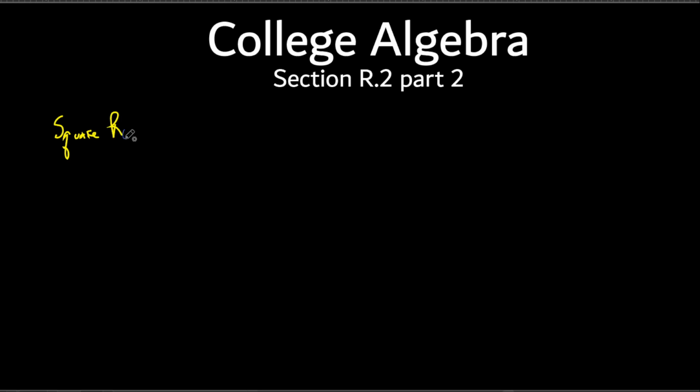Square roots. All right, so let's talk about that. So we have a symbol for a square root. Actually, this is really specific. When I say a square root, it's very, very specific. This little symbol right here is called a radical.